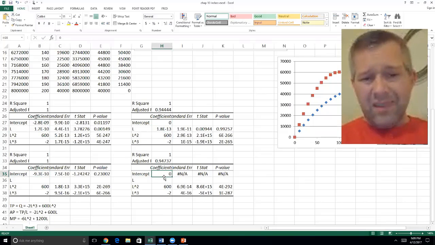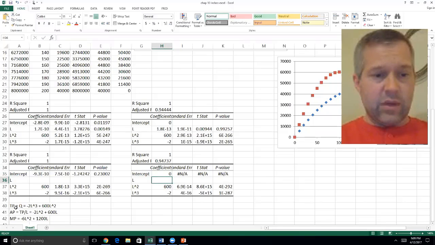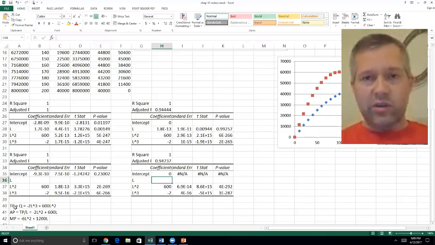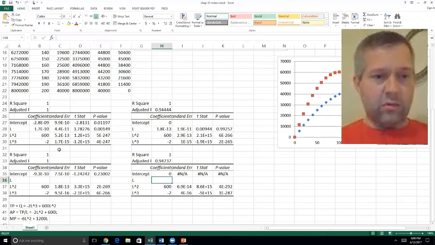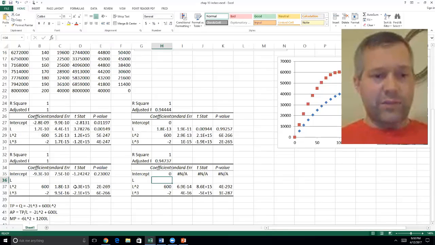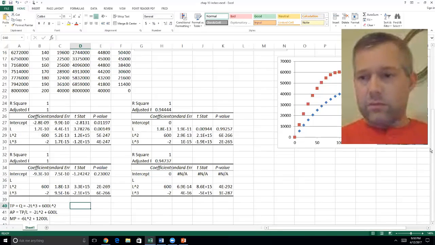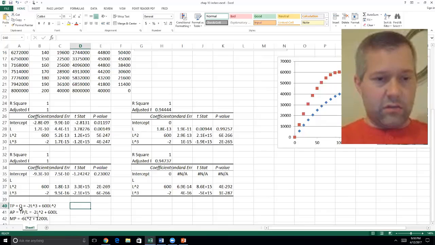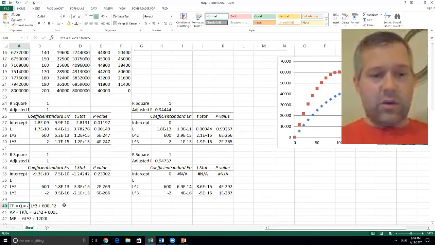So just to make things simple, I said, it seems like I can boil all of these results down to saying that production seems to behave according to -2 times L to the third plus 600 times L squared. So I get that little equation here. And from there, to get the average product and the marginal product, it's just doing algebra. So average product is the total product divided by L.